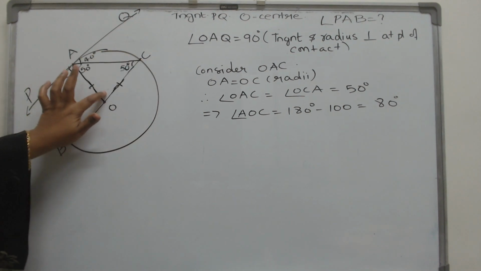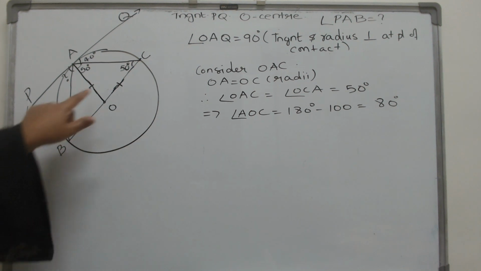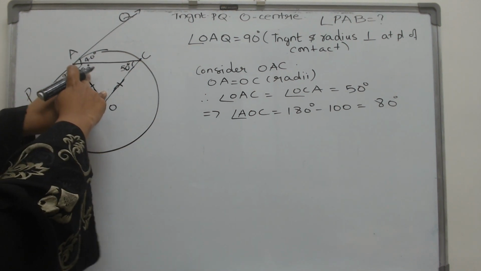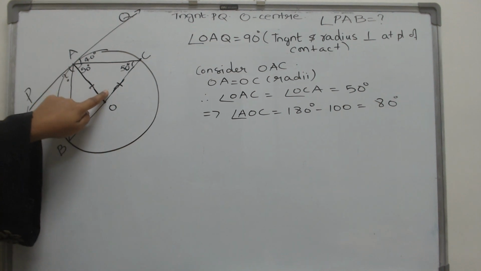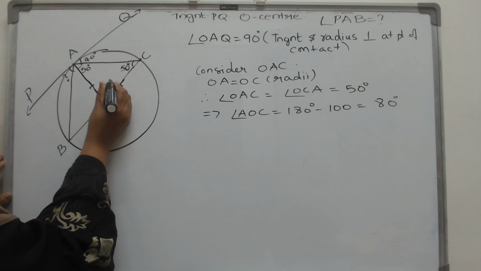That leaves just this one angle here. The sum of angles of a triangle is 180 degrees, which means these two added will give you 100. 180 minus 100 will give you 80 degrees.